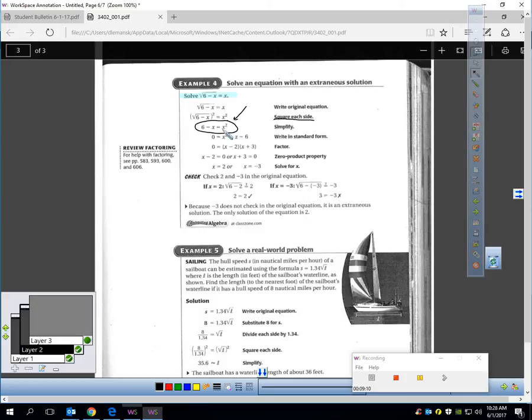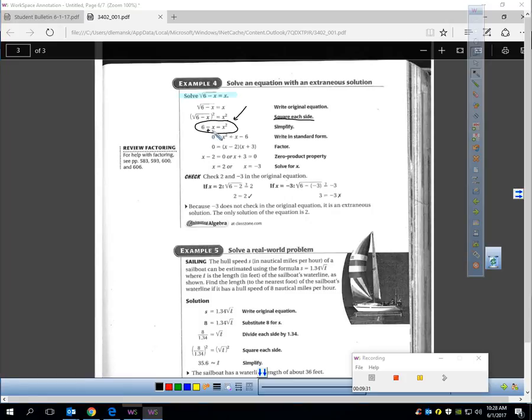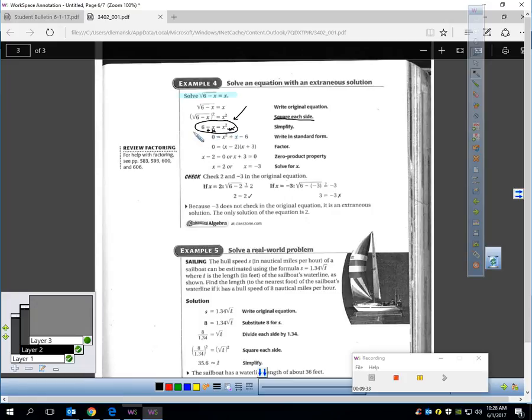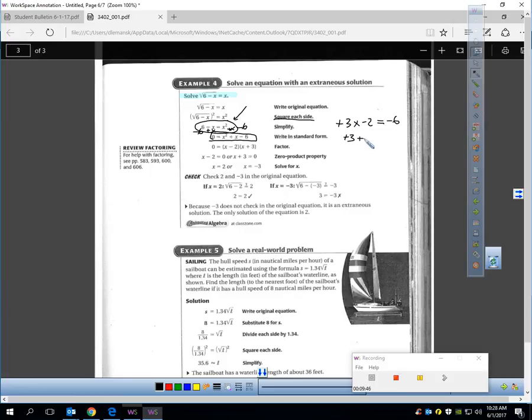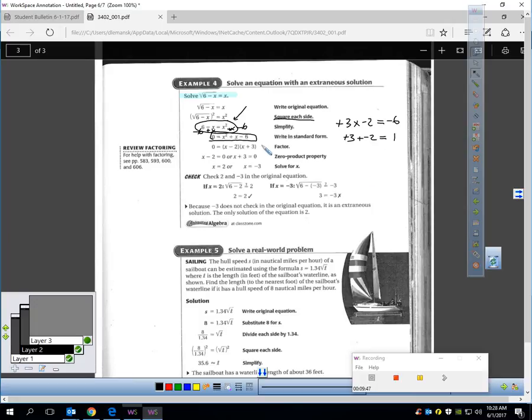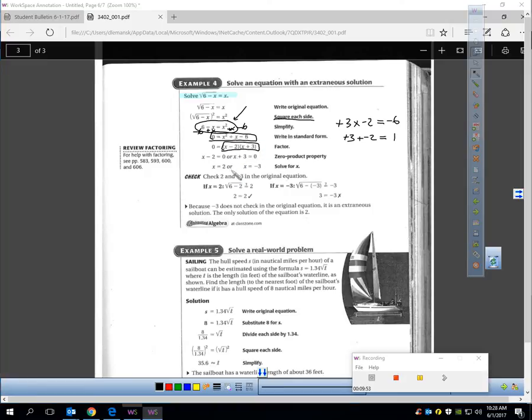Well, this looks kind of easy, so I'm going to move everything to one side, 0 on the other. I'll add x to each side, and I'll take away the 6, and I get to here. Then I notice, wow, that's kind of an easy factoring problem. Positive 3 times negative 2 gives me negative 6. Positive 3 plus negative 2 gives me 1. So there's my factoring: x minus 2, x plus 3. And I get two solutions.